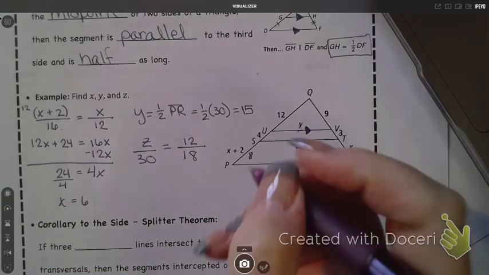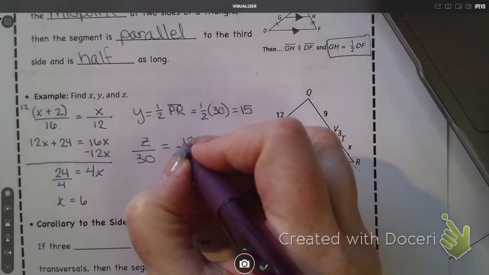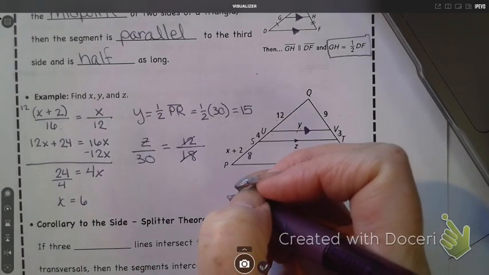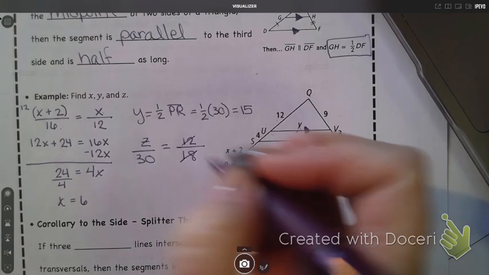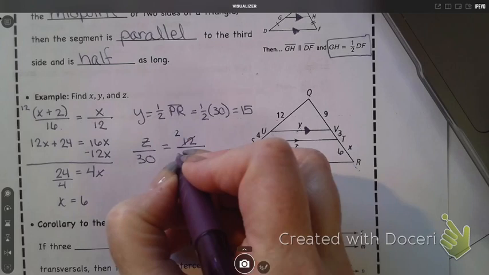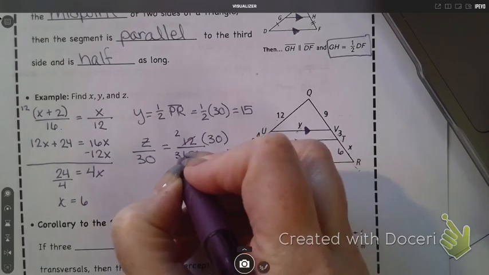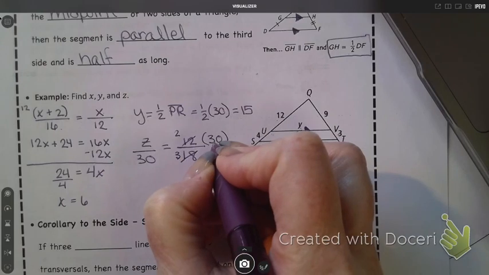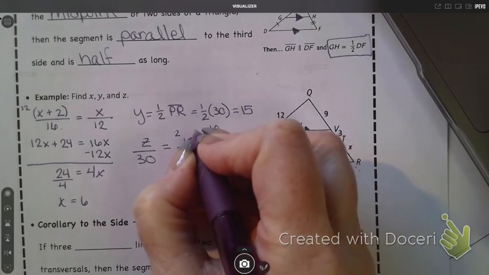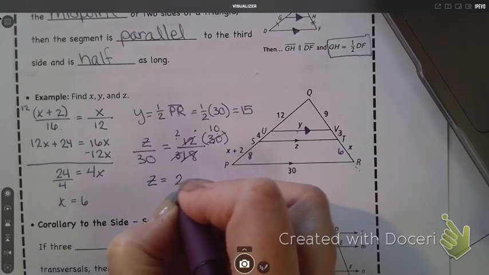Okay, before I cross multiply, I'm reducing 12 and 18. You guys agree with me? To what? 6 and 9. How about 2 and 3? 2 and 3, because 6 goes into them, right? Multiply over by 30. Does 3 go into 30? How many times? 10. So 2 times 10 is 20.